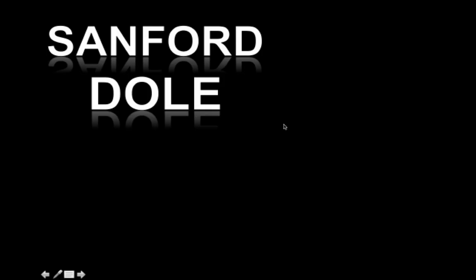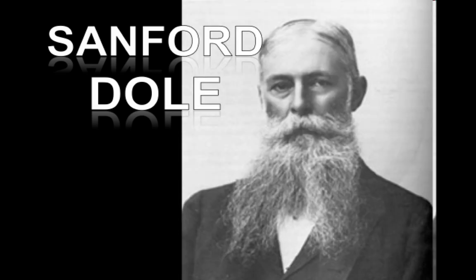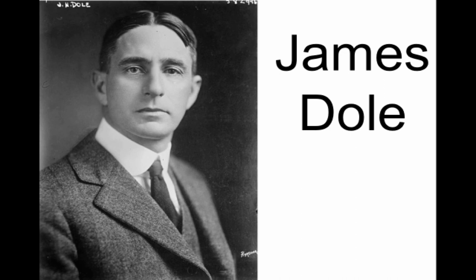So you have people appearing, and one of them is this guy with the awesome beard, Sanford Dole. And Sanford Dole becomes one of the leaders, the American leaders of Hawaii, and he starts doing things to limit the rights of the Hawaiian people, making it difficult for them to vote, making it difficult for them to make decisions within the government. Sanford Dole also happens to be the cousin of this guy, James Dole.